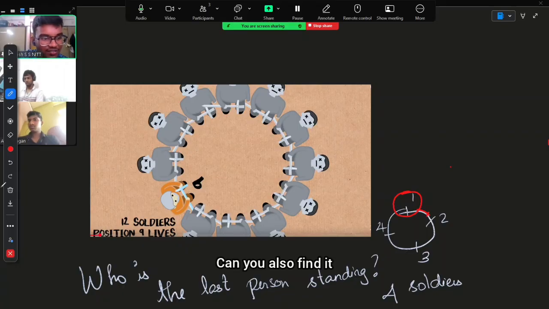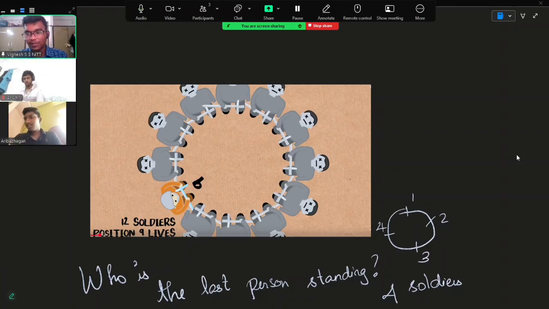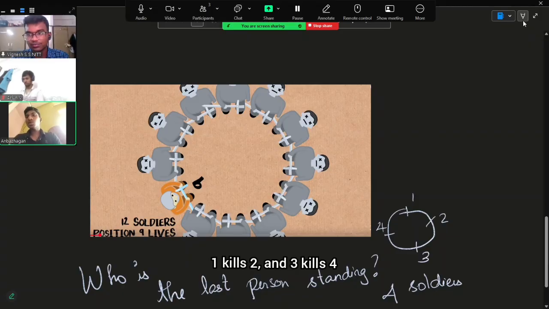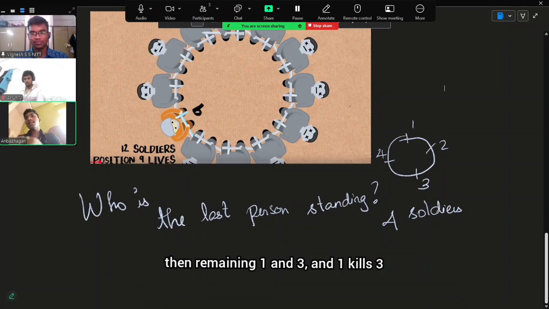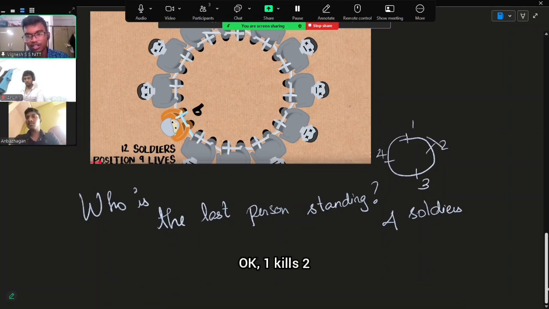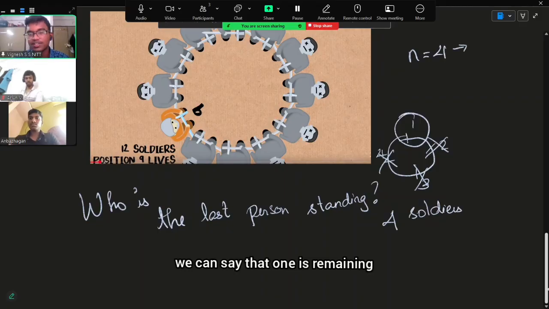Anbazhagan, can you also find it? Yes, Anna. One will remain. How did you get it? First, one kills two and three kills four. Then the remaining are one and three, and one kills three. So one is the remaining. Okay. So for n equal to four, we can say that one is remaining. One is the best position, or one is the last survivor.